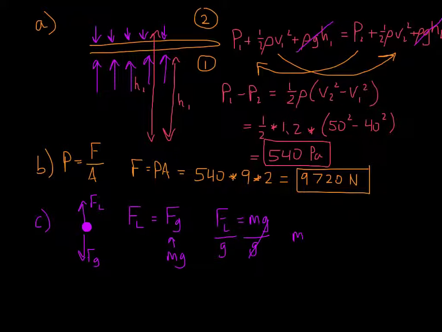So the mass of the plane would be the lift force, 9,720, divided by g, which is 9.8, and that gives you a mass of 992 kilograms.